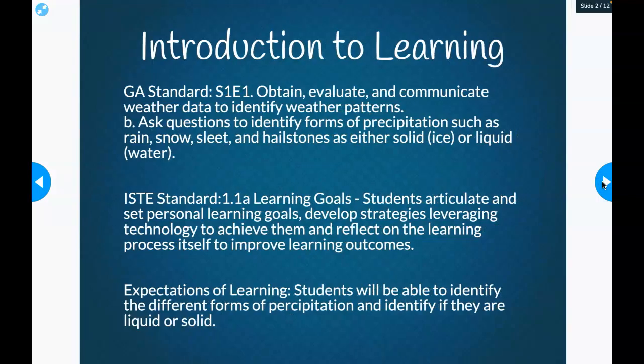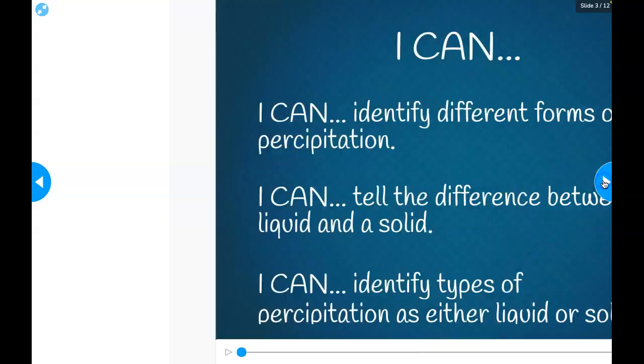The next slide doesn't pertain to the students, but it does provide the introduction to learning, where it says the Georgia Standard for Science for first grade, as well as the IC Standard for the students setting learning goals and developing strategies to use the technology to achieve those goals. It also sets the expectations of learning that students will be able to identify the different forms of precipitation and identify if they are liquid or solid.